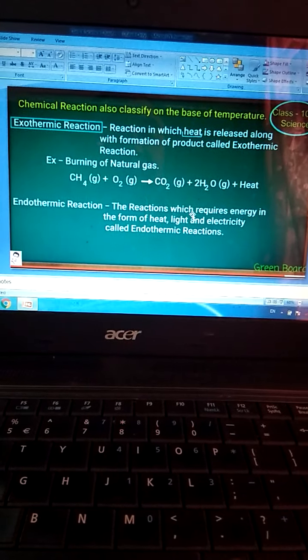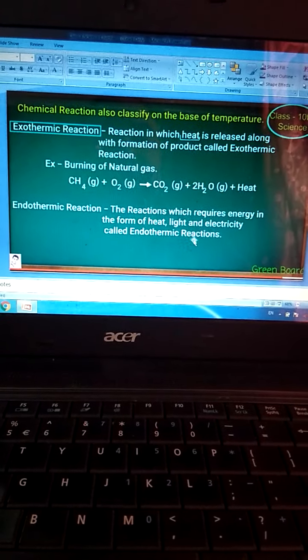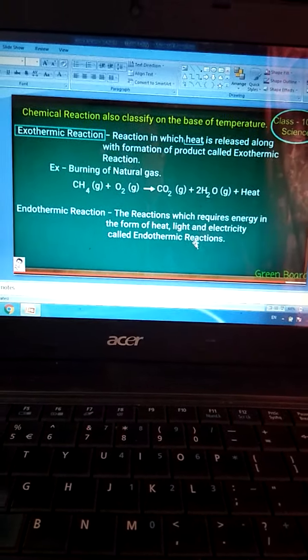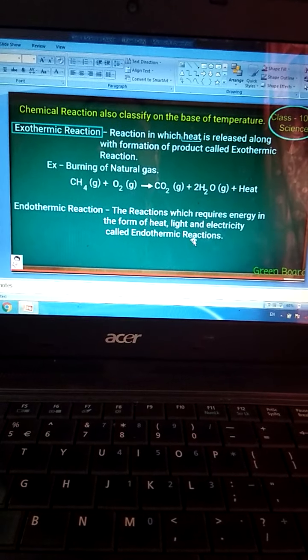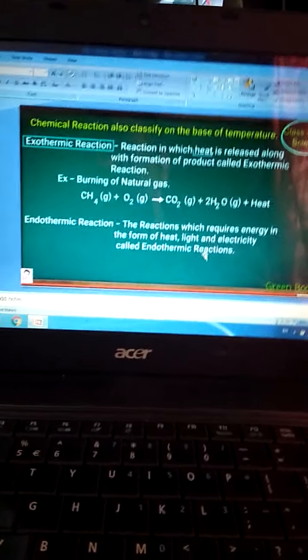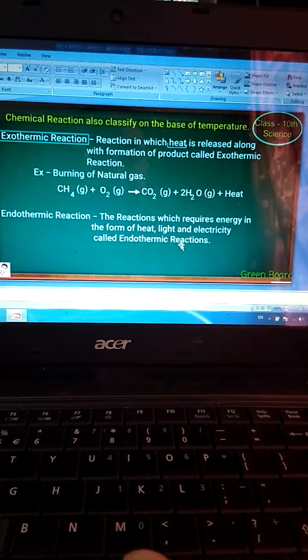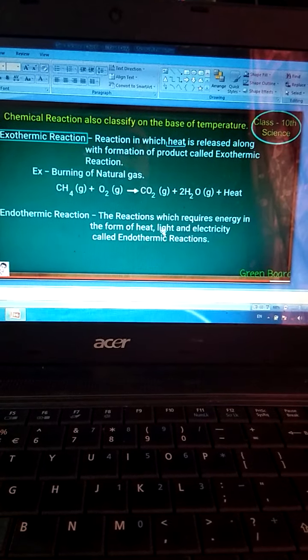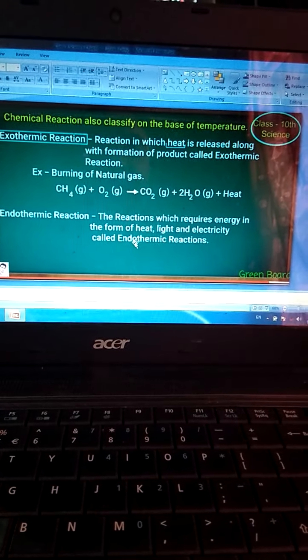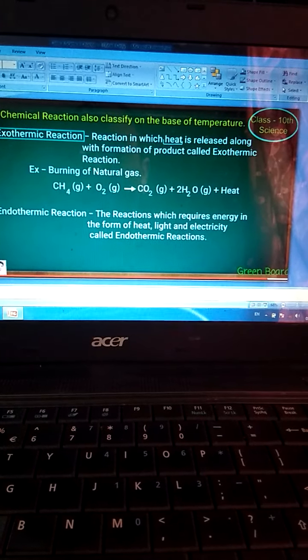Endothermic reaction, the reaction which requires energy in the form of heat, light and electricity is called endothermic reaction. Here energy is absorbed. So mostly in small classes we have learned that if energy in the form of heat is absorbed, that is called endothermic reaction. But here we can say that it requires energy in any form, that is heat, light and electricity, that is called endothermic reaction.